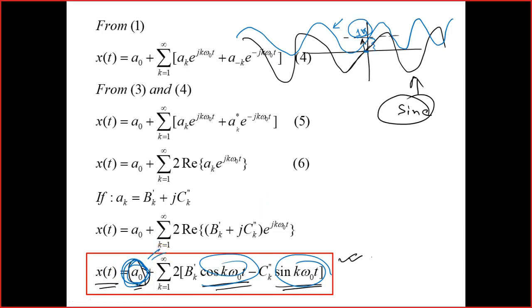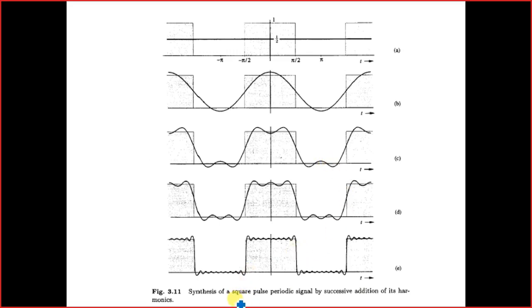Now once we have done this, we have seen that the Fourier series says that any periodic signal is composed of a series of sinusoidal signals. One of the classical examples over here is the square pulse periodic signal. So if you see, we have some pulses. If you add just one sinusoid, under no circumstance will we be able to tell that this sinusoid is being used to reconstruct the square pulse, right?